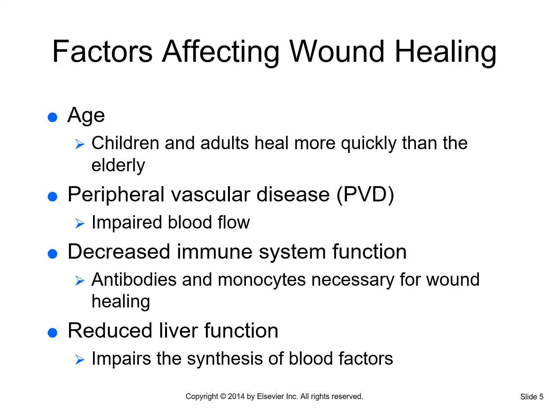Factors affecting wound healing. So we have age, and any type of impaired blood flow, because we talked about blood carrying the healing properties to the wound. So if there's no blood flow to the wound, decreased healing. So anything like PVD or circulation issues, decreased immune system function. So now the blood is not up to par with the healing process itself. Reduced liver function. The liver synthesizes blood factors, so if the liver is not working well, now we have reduced immune function, in essence, is what's happening.